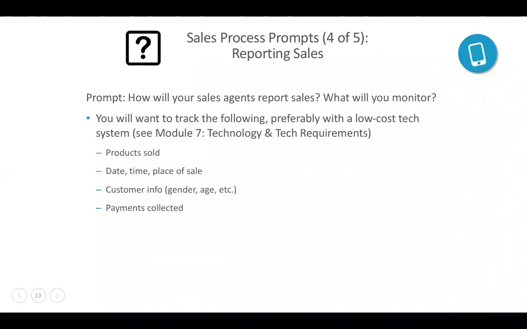Next, how will your sales agents report sales? What will you monitor? So you will want to track the following, preferably with a low-cost technology system: the number of products sold, the date, time, place of sale, customer info such as gender and age, and payments collected. So you can keep an eye on progress with customer financing plans like PayGo.